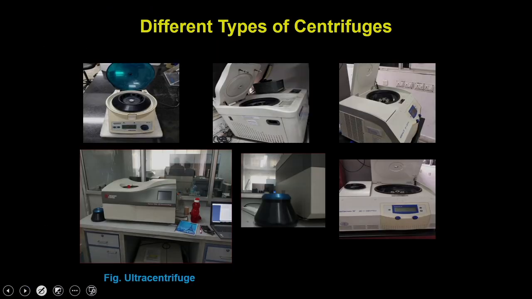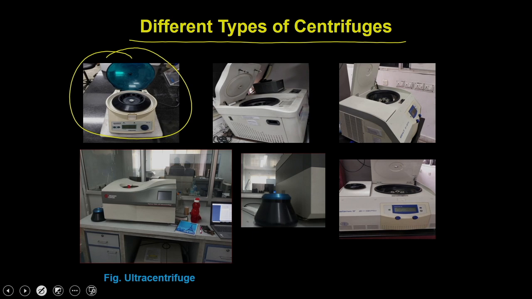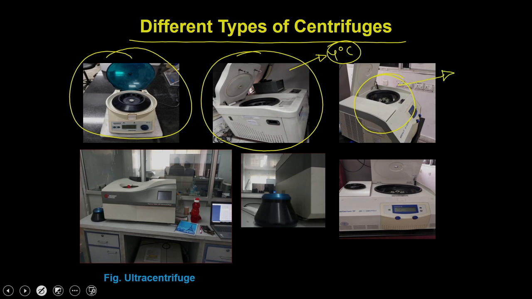For the fractionations, you will require different types of centrifuges. This is the microfuge, which is a very low speed centrifuge. Then you have the high volume, high speed centrifuge, which can also go to 4 degrees as well as 37 degrees Celsius. And then this is the high speed centrifuge, which you use for cell culture purposes, because it has the flexibility of using different types of rotors, like fixed angle rotors or plate rotors.